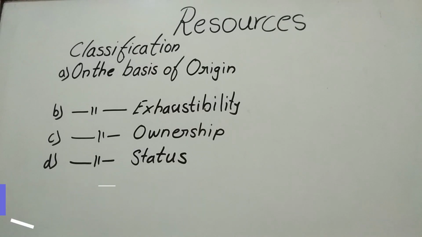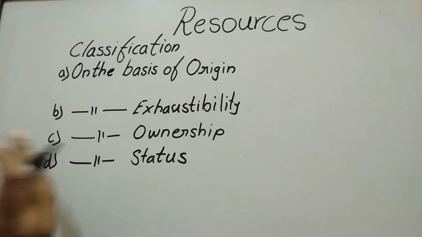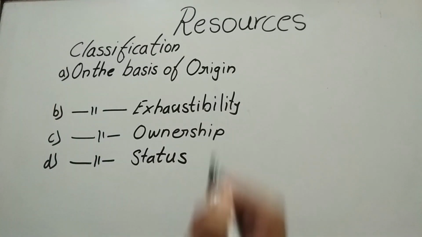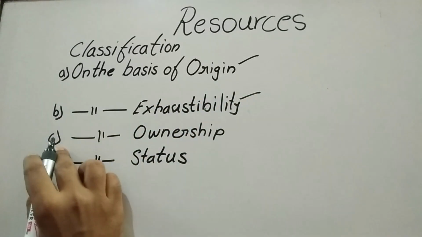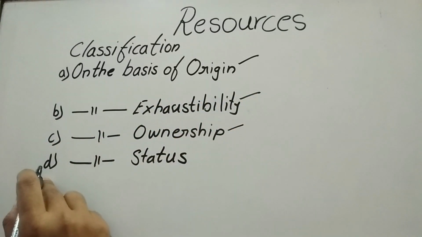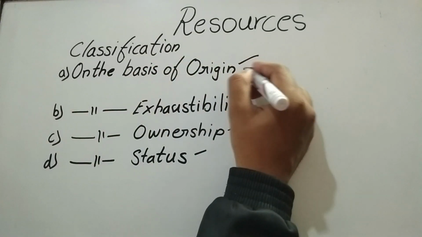Now we are just shifting to the next section of resources. Earlier we already completed the pie chart of resources, basic classification, natural and human classification. Coming to the advanced classification of resources. Here it is: the classification on the basis of origin, on the basis of exhaustibility, classification on the basis of ownership, classification on the basis of status. Now look into the basis of origin.